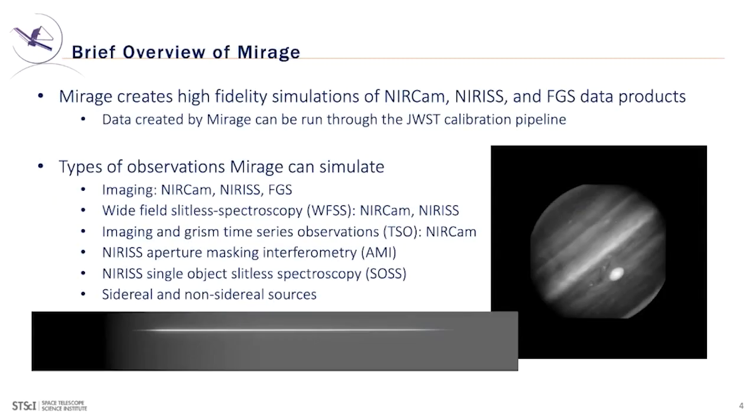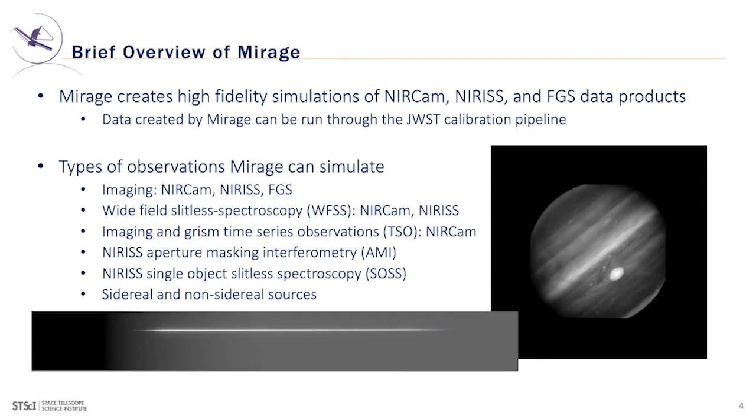So at a top level, what does Mirage do? It creates high fidelity simulations. It covers NIRCam, NIRISS, and FGS in most of their modes. And the outputs are level 1B files, equivalent to what you will get from in-flight data, equivalent to the uncal files that can go through the pipeline.